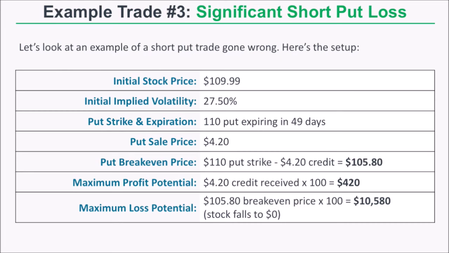So that brings our break-even price to 110 minus 4.20, which is 105.80. Now the profit potential on this trade is the 4.20 credit times 100, which is $420. Now the maximum loss potential is 105.80 times 100, which is $10,580. Now, as I said before, that max loss only happens if the stock price falls to zero in the next 49 days. So let's go ahead and take a look at this short put trade's performance as the stock price is changing.